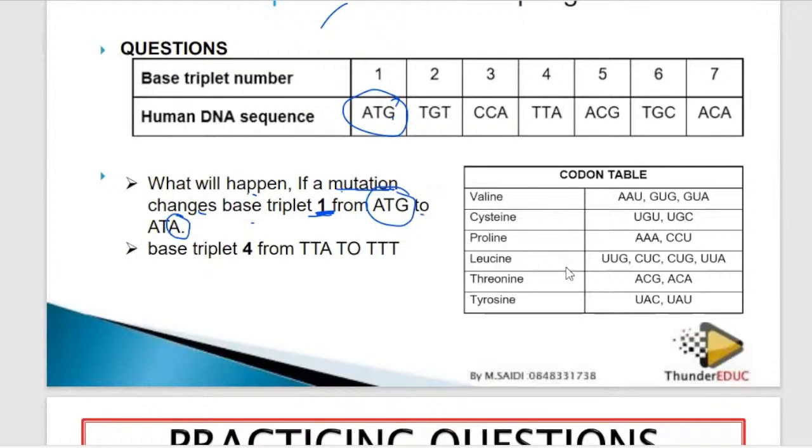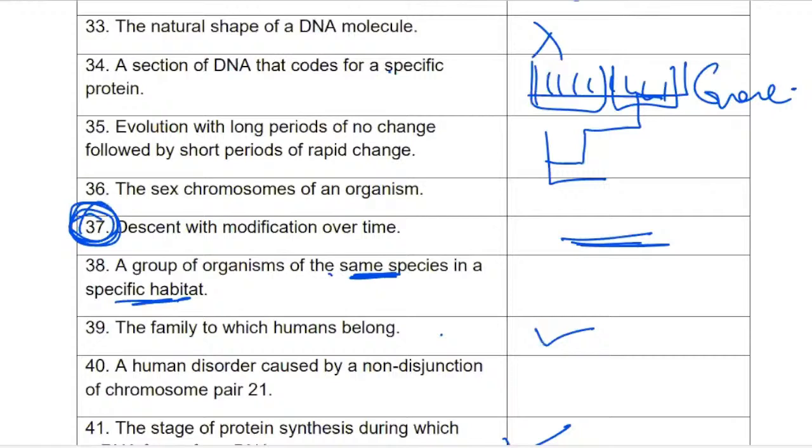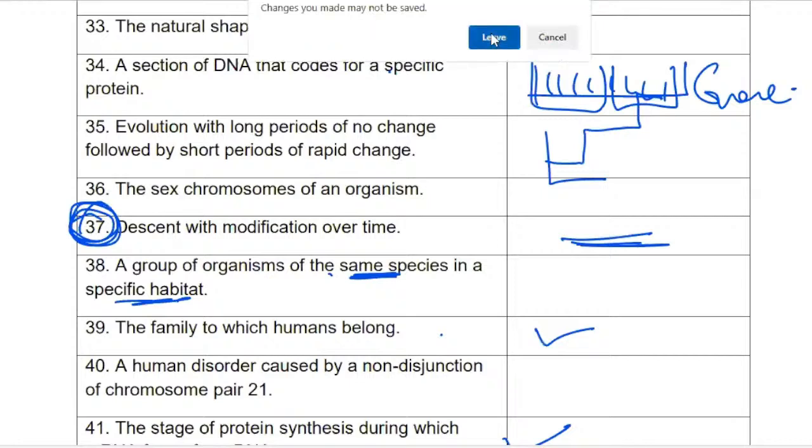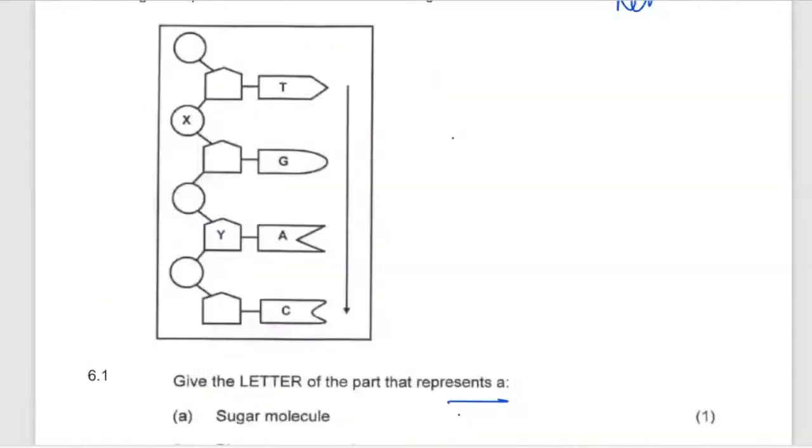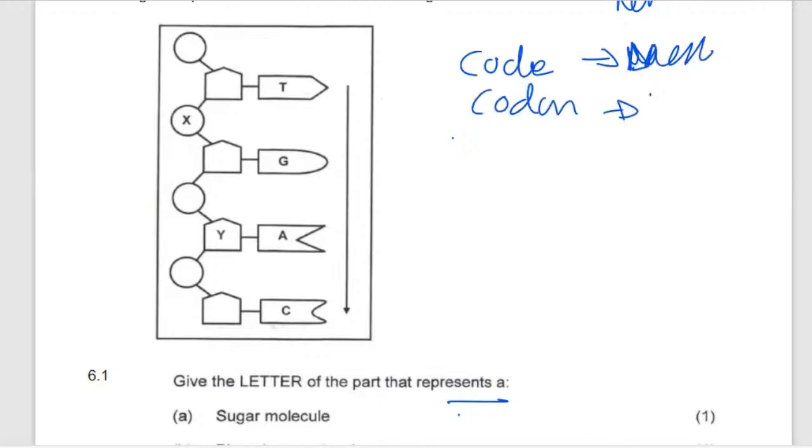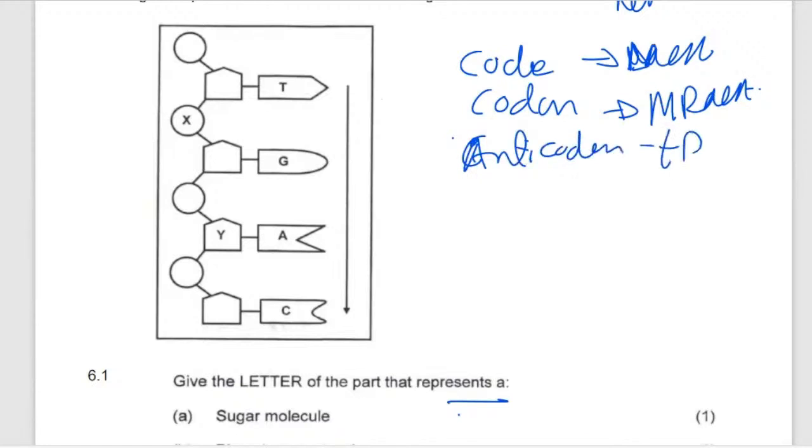Is it clear? You changed G to A. So now what you do when they ask you such a question, you first identify what is here. It is a codon. What is given here is DNA. Therefore, I have to convert this into messenger RNA. Remember, when you talk about code, it means DNA. When you talk about codon, it means messenger RNA, 3 bases on messenger RNA. When we talk about anti-codon, we mean 3 bases on transfer RNA.